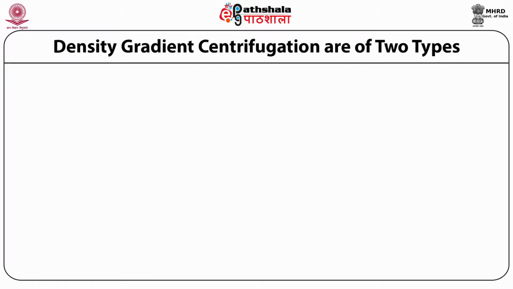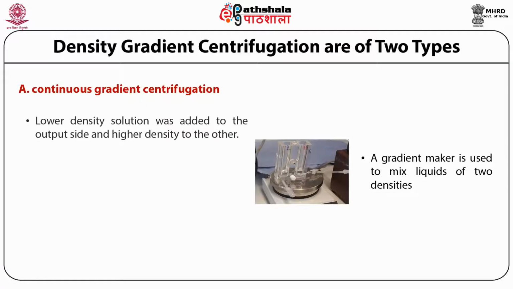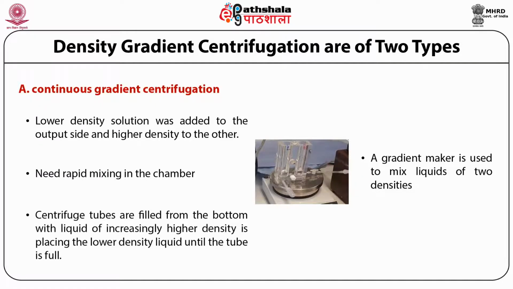To give you an idea about the types of density gradient centrifugation, it is of two types. One is continuous gradient centrifugation. For making a continuous gradient, a gradient maker is used to mix liquids of two densities. Lower density solution is added to one side and higher density to the other side. It needs rapid mixing in the chamber, and centrifuge tubes are filled from the bottom with liquid of increasing density, displacing the lower density liquid until the tube is full. So there is a gradient from top to bottom with increasing density.